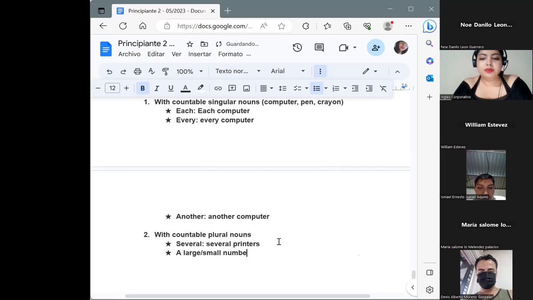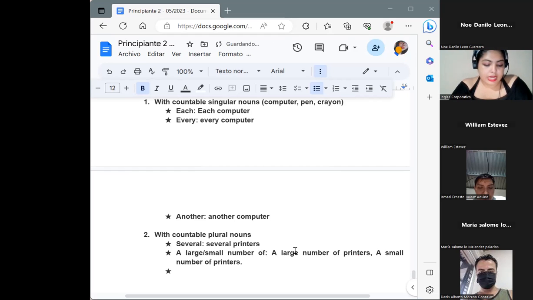Number of. Aquí vamos a poner el ejemplo. A large, cuando estamos hablando de una gran cantidad, ¿verdad? A large number of printers. Many printers. I mean, a small number of printers. Estamos hablando de cantidades grandes, ¿verdad? Una gran cantidad de impresoras o una pequeña cantidad de impresoras.